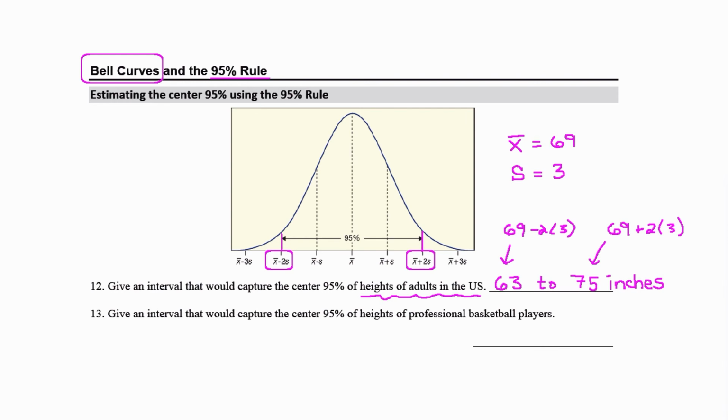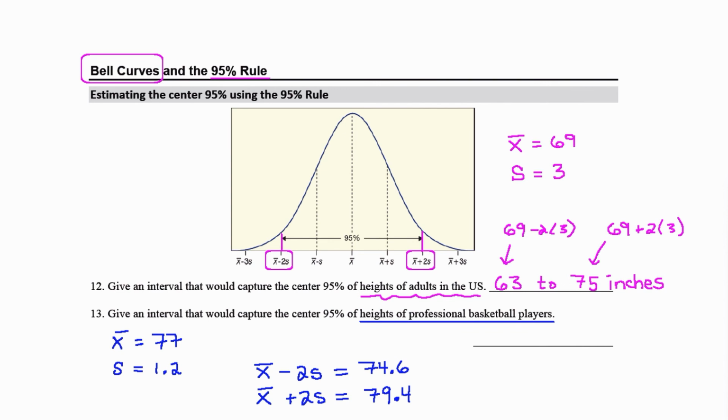Now, if we want to do this also for professional basketball players, again, we would be using the x-bar and the s from that particular data set, and that was a mean of 77 with a standard deviation of 1.2. So x-bar minus 2s would be my lower bound, and x-bar plus 2s would be my upper bound. Now we did already calculate these to be 74.6 and 79.4, so we're going with 74.6 to 79.4 inches.